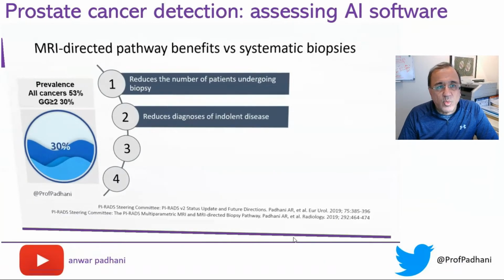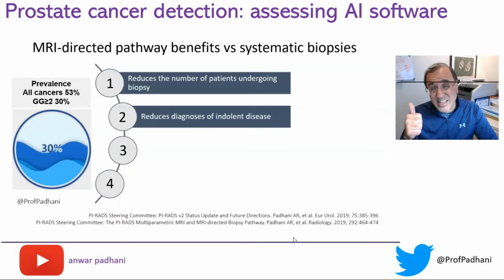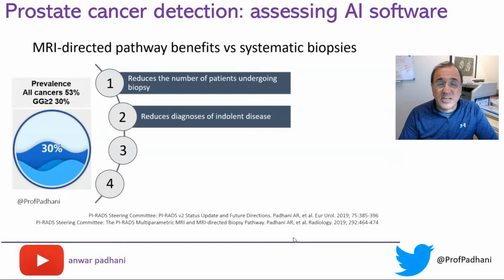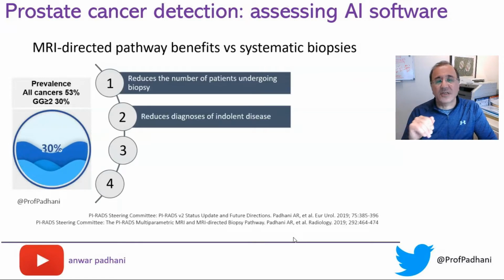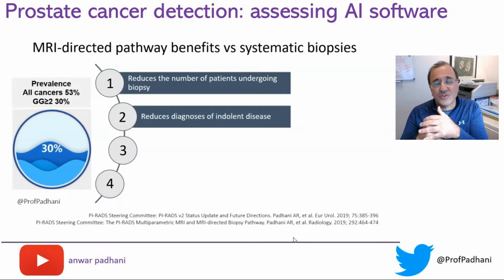So you should now be aware that there are four major benefits to the MRI pathway. The first and the most important, of course, is the reduction of the number of patients undergoing biopsies and therefore the number of patients being diagnosed with indolent disease. And this speaks to the rule-out ability of MRI.